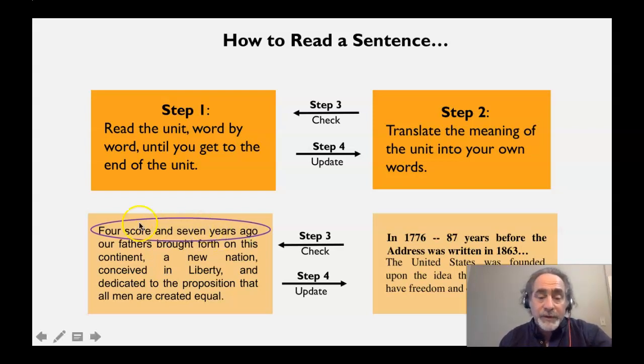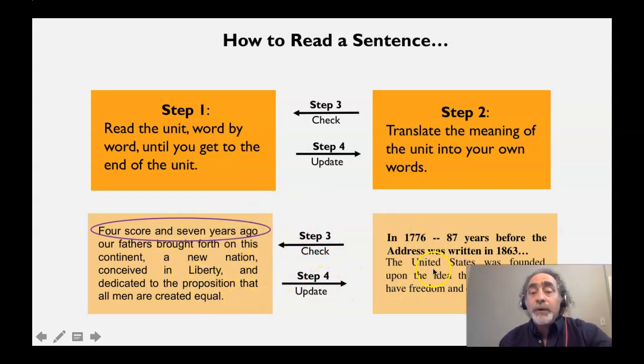Now look at what we've learned just by looking at that. We've learned that the Gettysburg Address was written in 1863, which is 87 years after 1776, which is the birth of the nation. That's what it would mean to translate a sentence. That's what it means to read a sentence. It's not simply putting your eyes over the words.